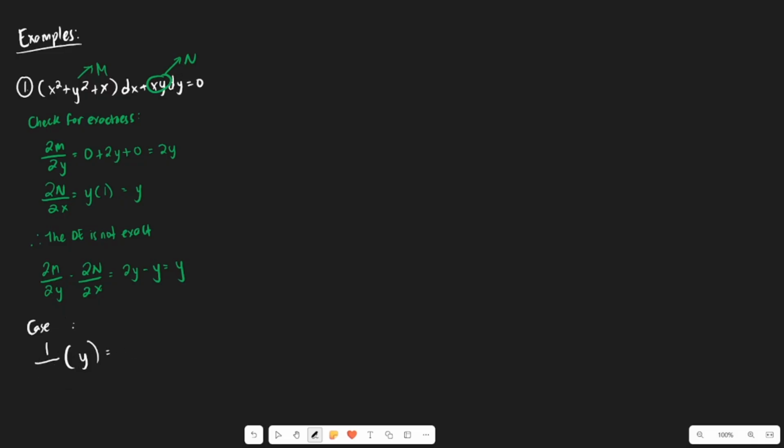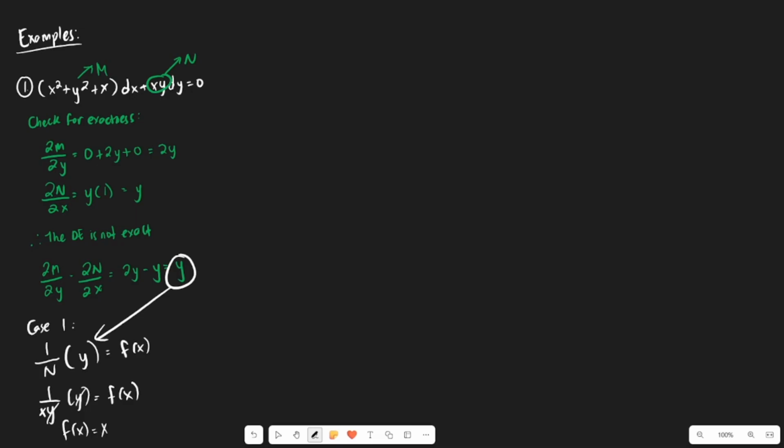Okay, let's try to rewrite this. So this is case 1, 1 over N times this part. So we have y right there is equal to f of x. Then we substitute xy for N. So we have 1 over xy times y is equal to f of x. So we cancel this out, and we are left with f of x is equal to 1 over x.